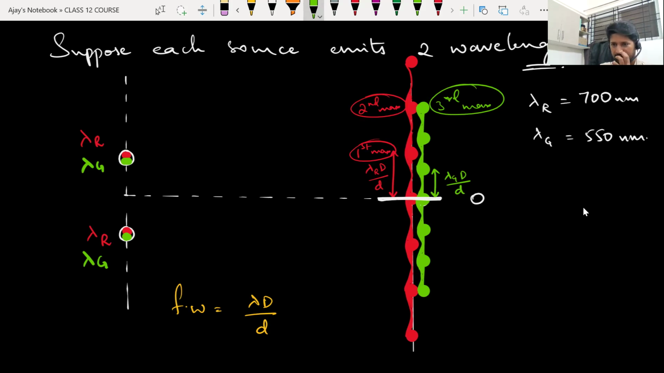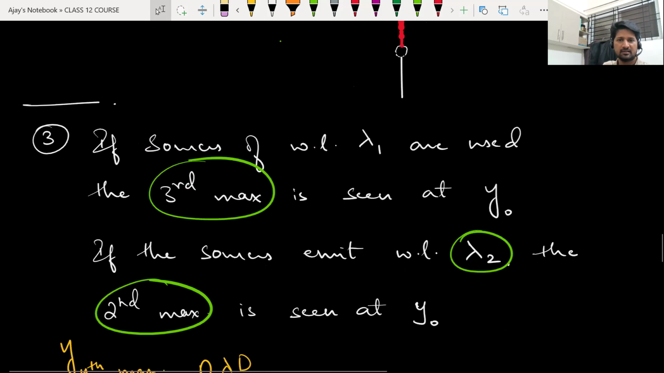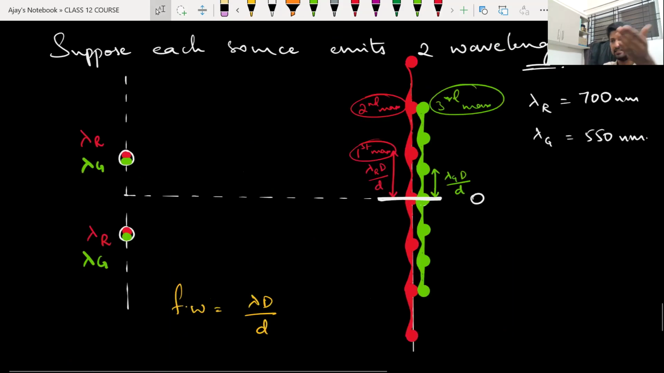They'll give you two different wavelengths. In fact, one of the questions we solved is like this only, but I didn't say both sources emit two wavelengths. In this question, if both sources emitted lambda 1, I said the third maximum forms at a particular position. And if both sources emitted lambda 2, I said the second maximum is seen at that position itself. So the pattern we have drawn here corresponds to that problem.